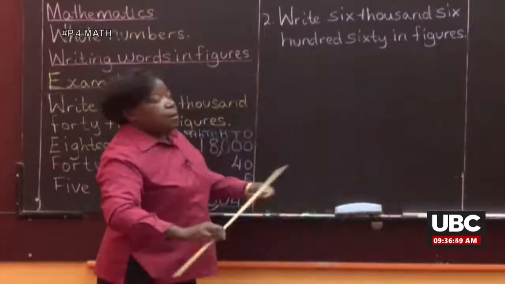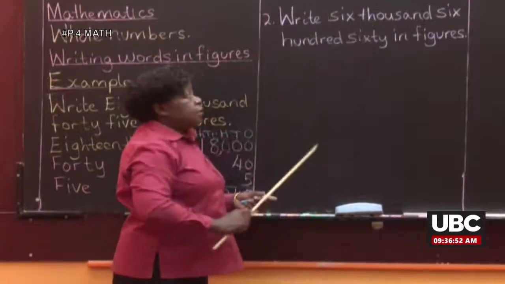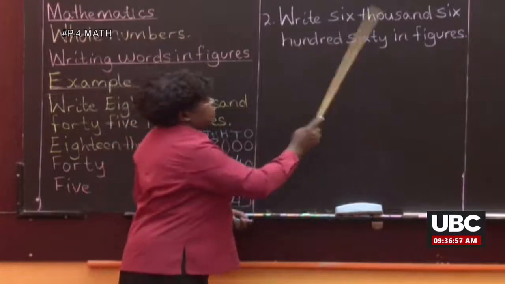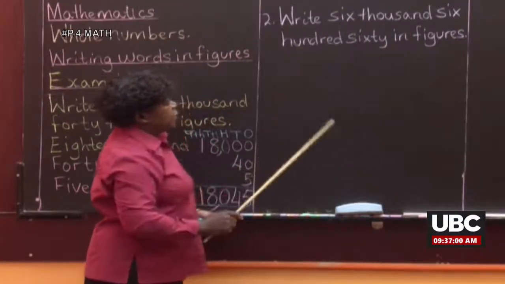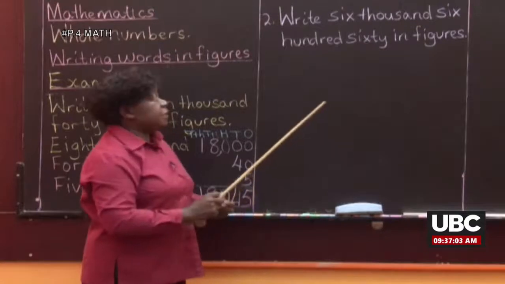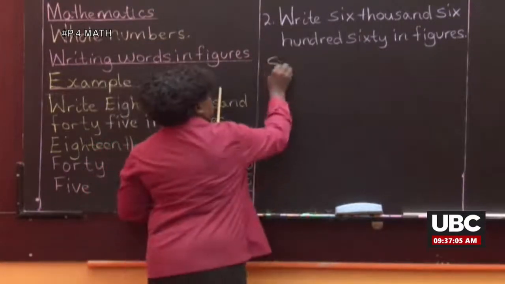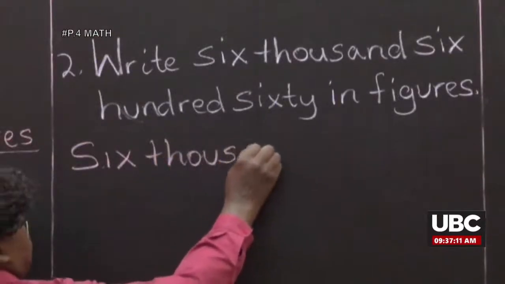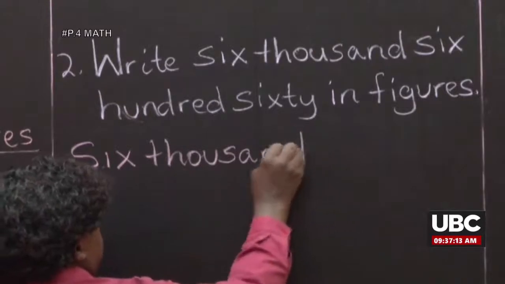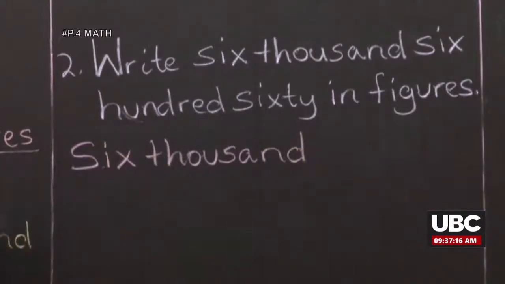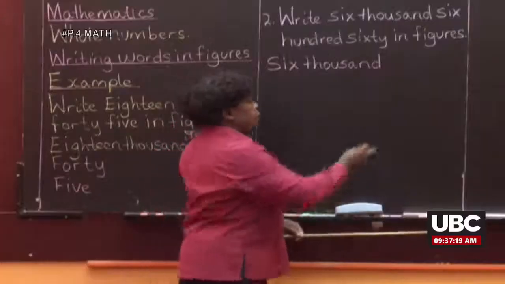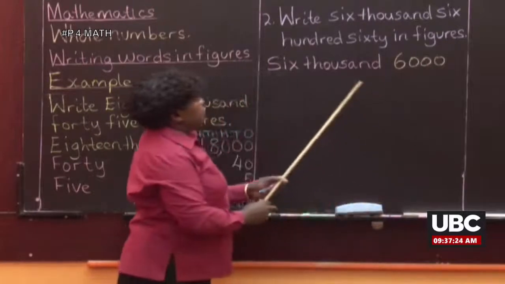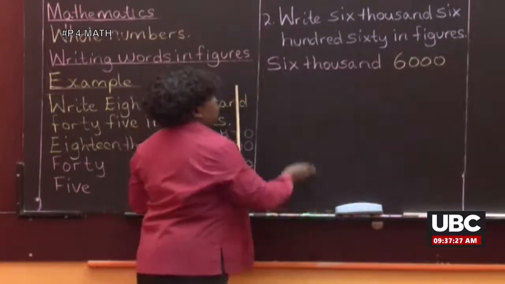It says, write 6,660 in figures. Write 6,660 in figures. So how do we write 6,000? We write 6,000 in figures as 6,000. Then we have 600.